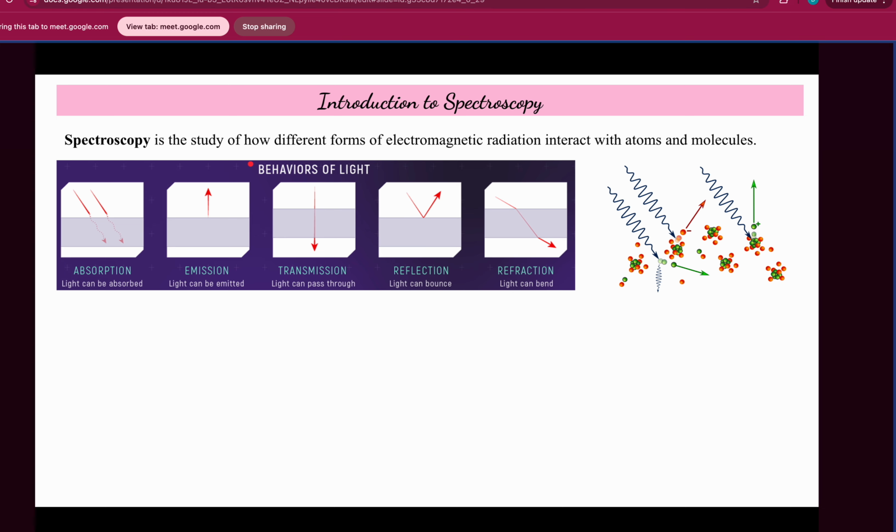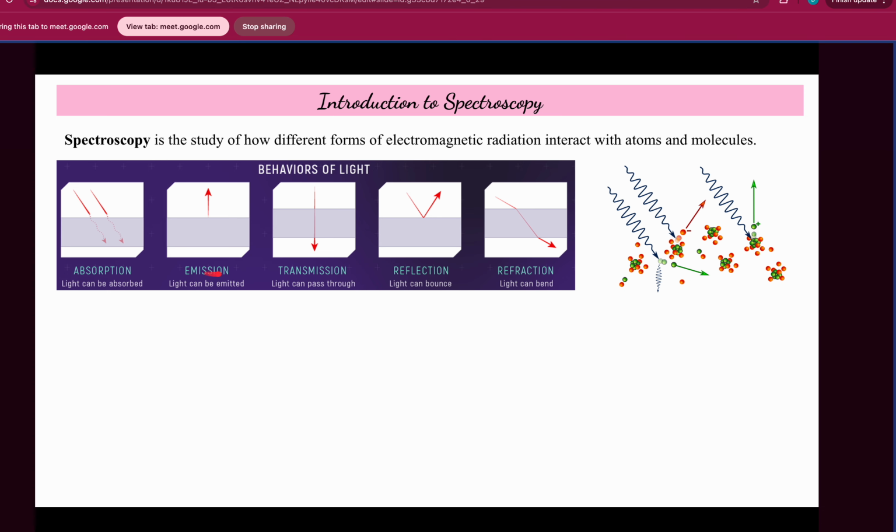So spectroscopy is generally the study of how different forms of electromagnetic radiation interact with atoms and molecules. Now there are different behaviors of light which exist, such as absorption. So light can get absorbed. If light rays strike on the surface, then it will get absorbed and it will not get passed to the other end. So it can get absorbed to some level.